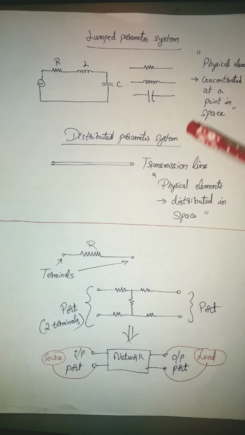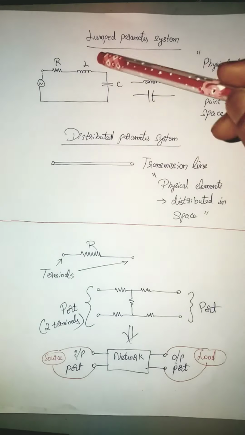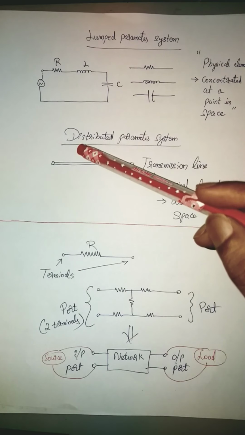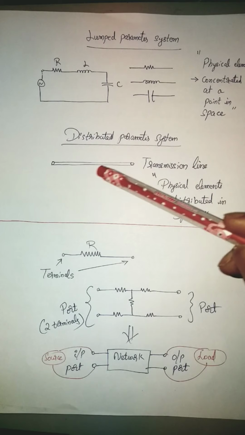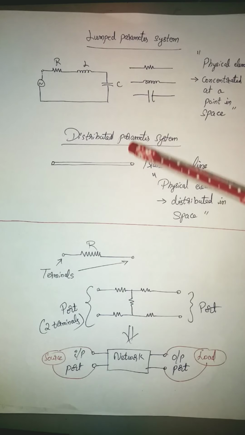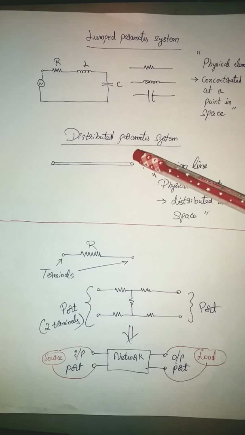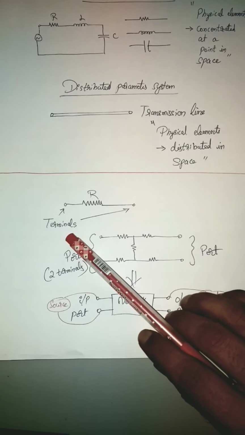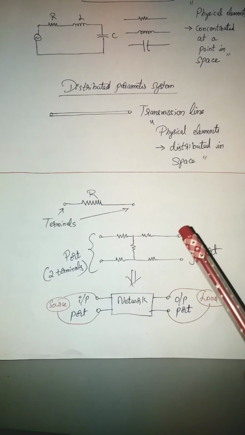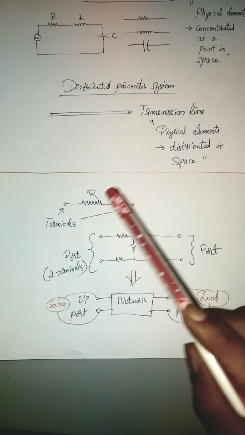So remember, short transmission lines and medium transmission lines can be considered to be lumped parameter systems, while distributed parameter systems will be taken for long transmission lines. So this is the main intention behind understanding lumped and distributed parameter systems. Next, before starting the performance analysis, we have to understand some terminologies here.